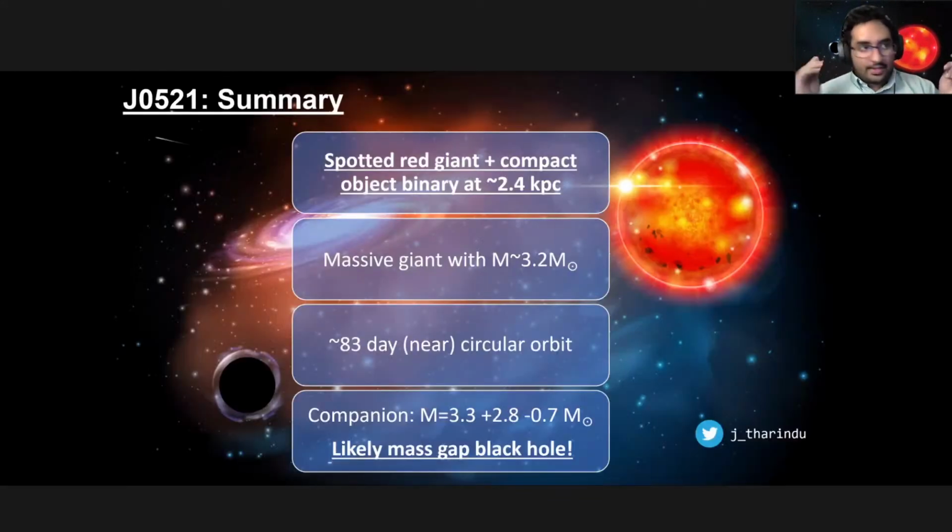Okay, so in summary, this was a fascinating system and a very good learning experience for all of us at Ohio State. We learned that a lot of follow-up data is necessary to successfully confirm non-interacting compact object binaries, and that the best way to do so is to rely on a multi-wavelength approach. Putting it all together, J521 is a non-interacting compact object binary composed of an intermediate mass red giant on a circular 83-day orbit around a likely mass gap black hole.